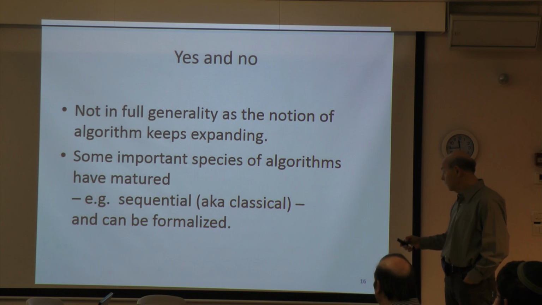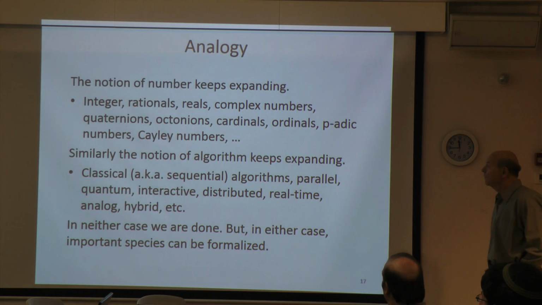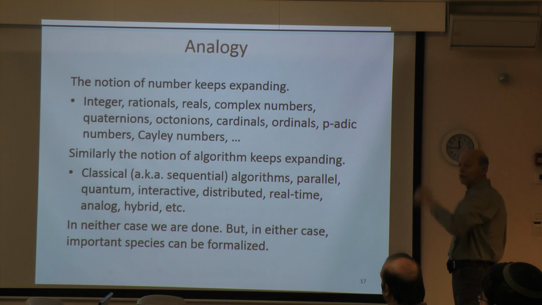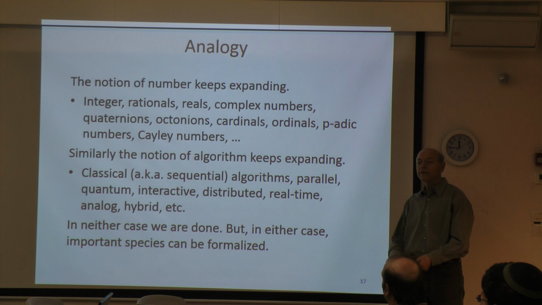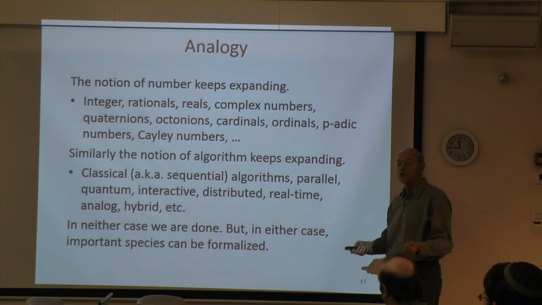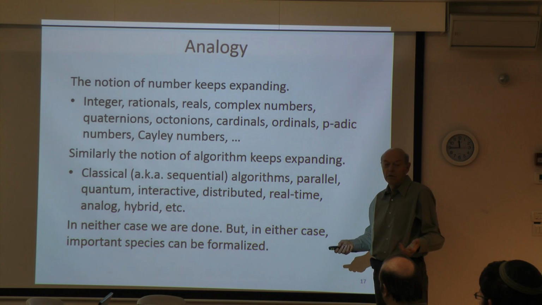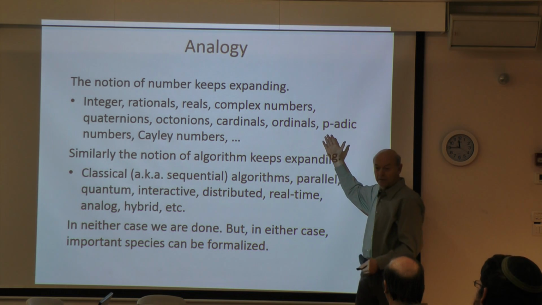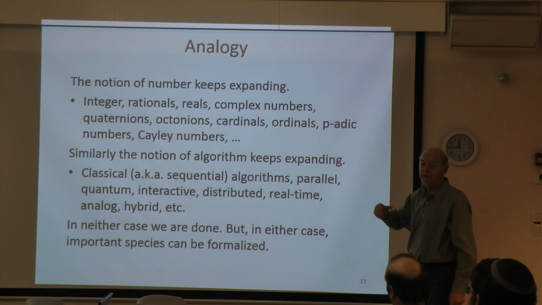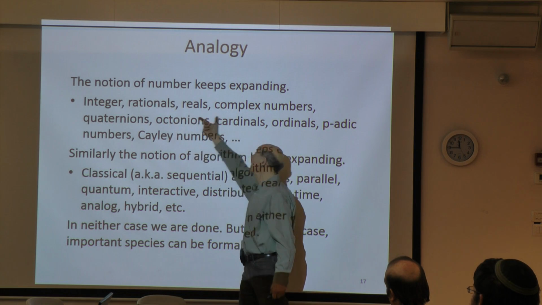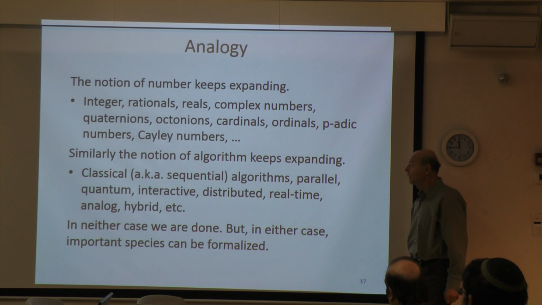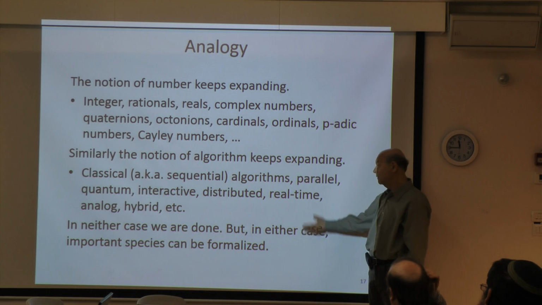So here's an analogy with numbers. We have integers, rationals, reals, complex, and so on and so on. Do we know what a number is? Can we formalize the notion of a number? And the answer is no, because we didn't finish; there will be more numbers. On the other hand, there are many species of numbers which have been formalized very successfully. So here the situation is very similar.